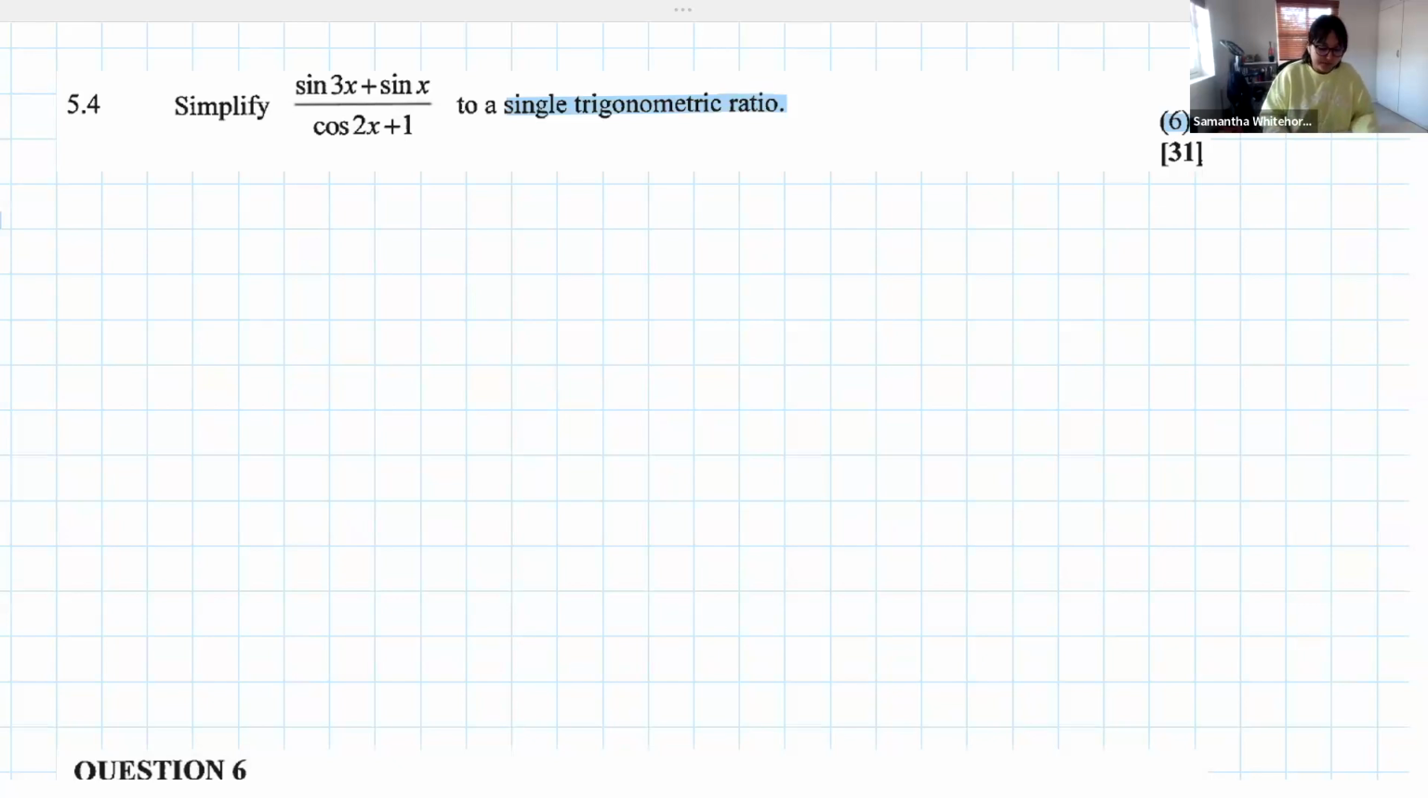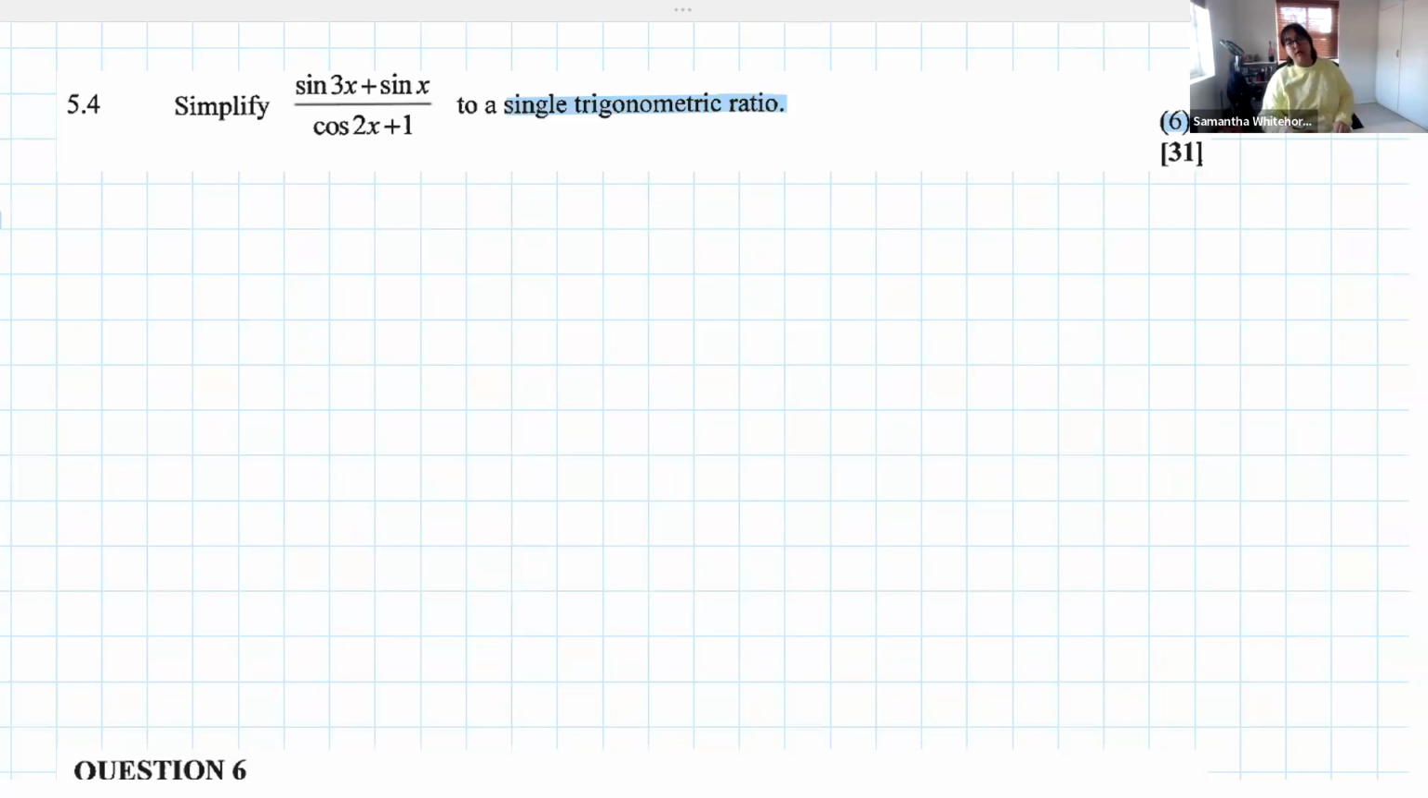So let's have a look. You've got 3x, you've got x, and you've got 2x as the angles in this question. If you want to simplify this to a single trig ratio, those angles need to be the same. Because right now, it's not like you can just say sine 3x plus sine x is sine 4x. That's not the way it works. Those are not like terms. So what we need to try and figure out is a way to make all of those angles equal to each other.